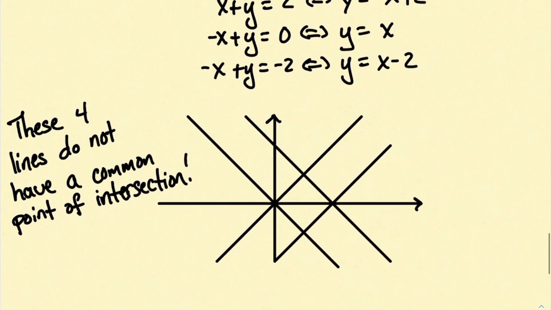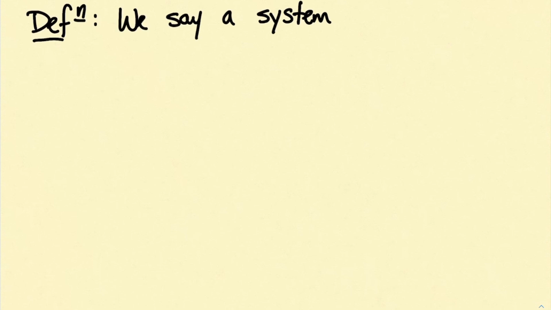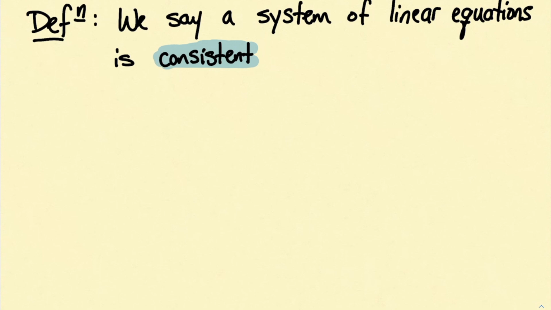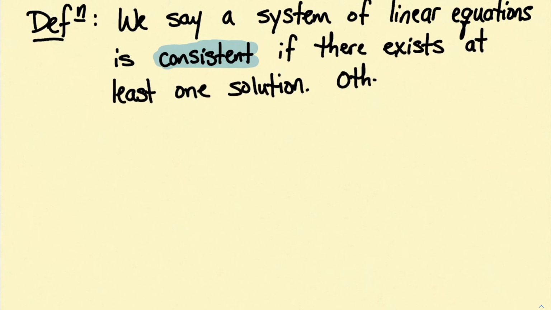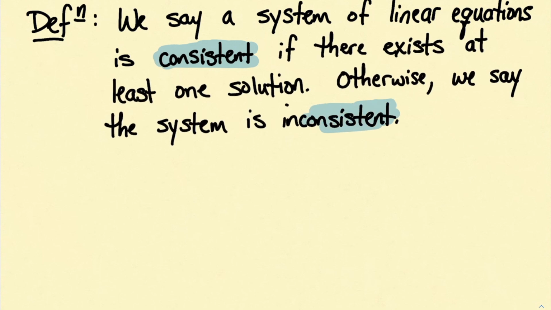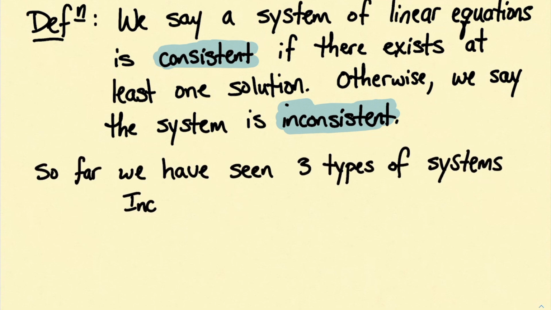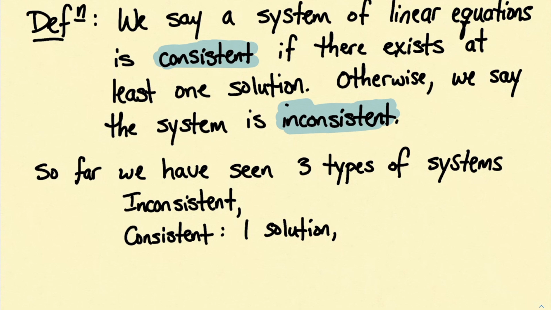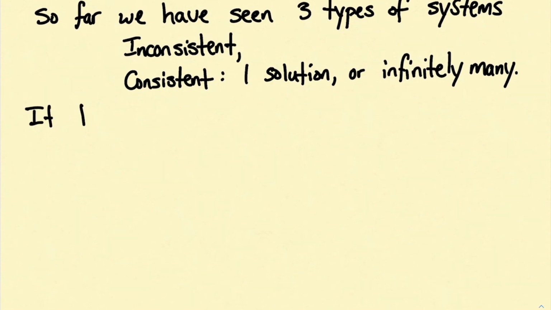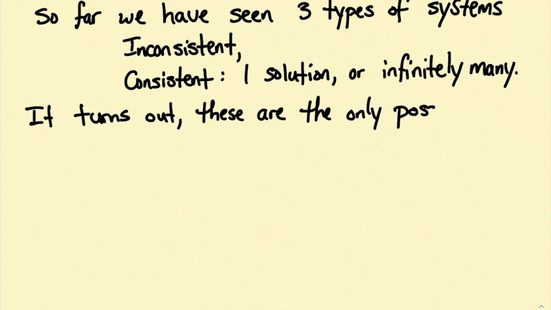So this brings us to our final point for the video, and that is the notion of consistency. We say a system of linear equations is consistent if there exists at least one solution. Otherwise, we say the system is inconsistent. So far, we've encountered 3 types of systems: an inconsistent system and 2 types of consistent systems, those having one solution and those having infinitely many solutions. It turns out these are the only possibilities.